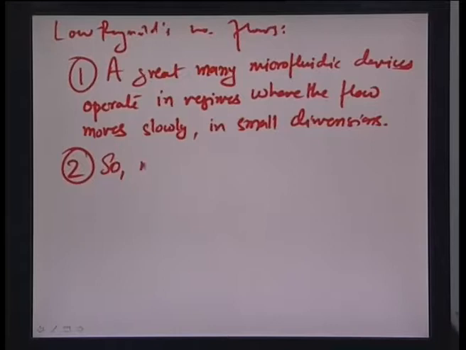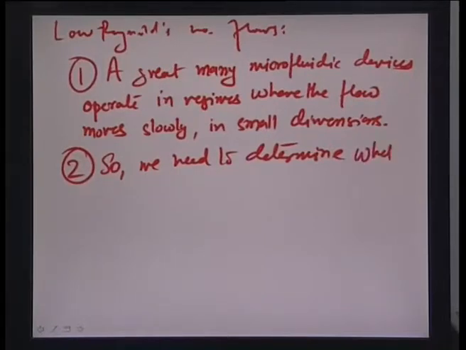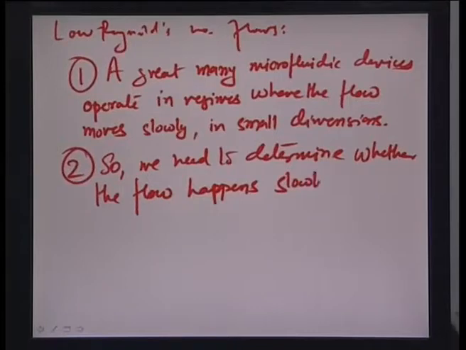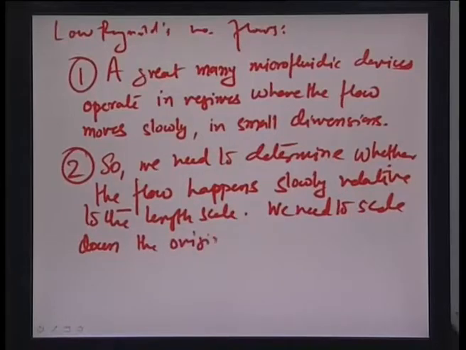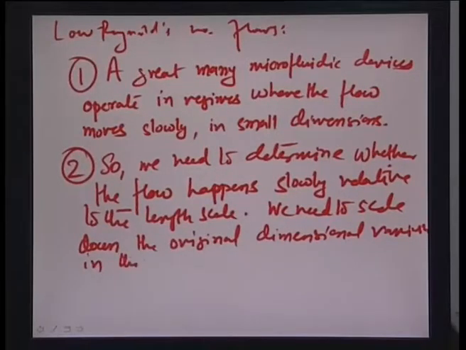So effectively we really need to determine whether the flow happens slowly relative to the length scale that we are considering, right. And so therefore we really need to scale down the original dimensional variables in the earlier two equations, okay, the conservation of mass and conservation of momentum.